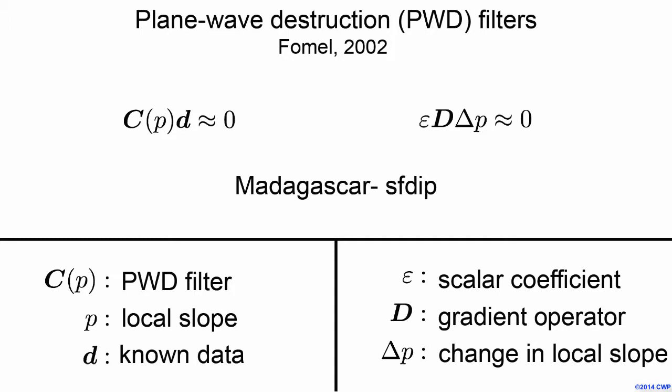Well, the plane wave destruction filter can best be described as a prediction error filter, where we start with a single sample on a single trace and attempt to find the slope that best estimates the sample in the adjacent trace such that the filter output is close to zero. But the nature of this process could give us a slope image with highly varying slope values and thus giving us no insight. And for that reason, we have the regularization term on the right described by epsilon, the scalar coefficient, D, the gradient operator, and delta p, the change in slope. And this just says that we want to smooth the derivatives of the changes in slope.